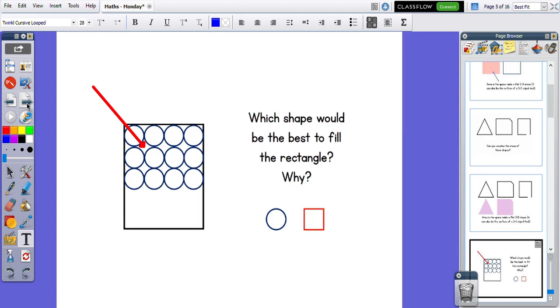So which shape do you think would best fill this rectangle? Okay, a circle or a square? Write it down in your books what you think. A circle or a square, and why?